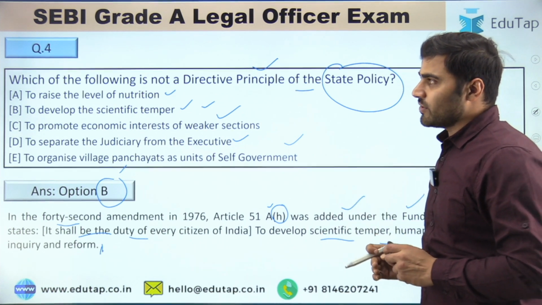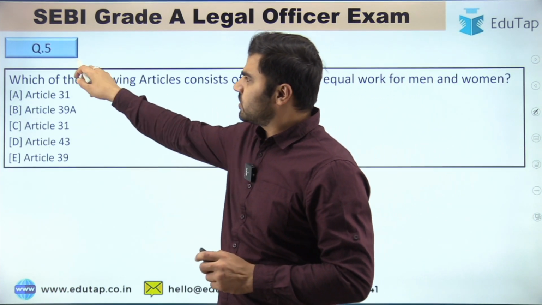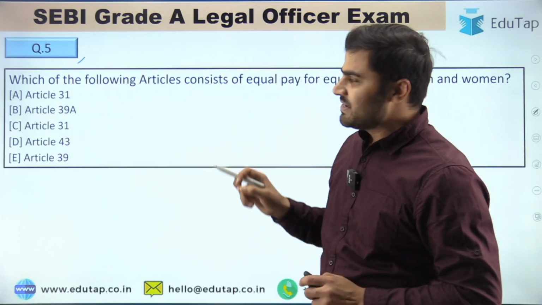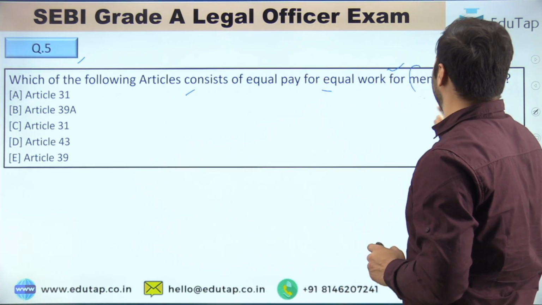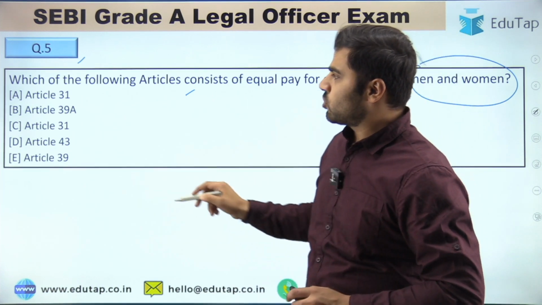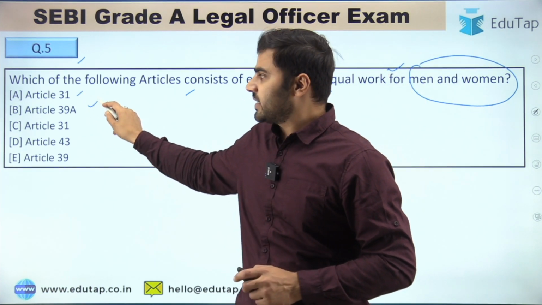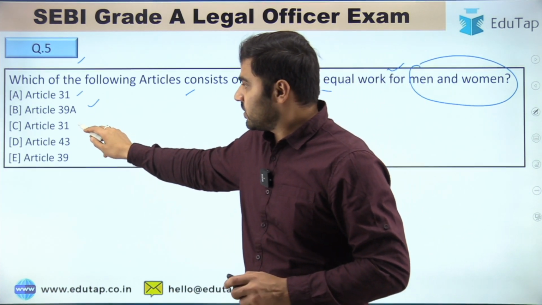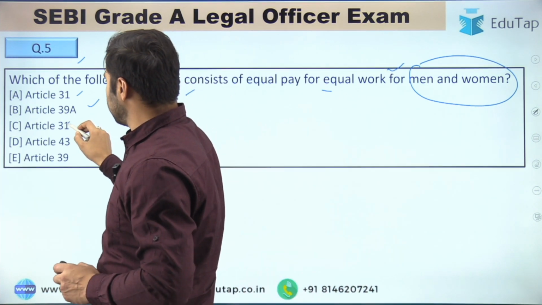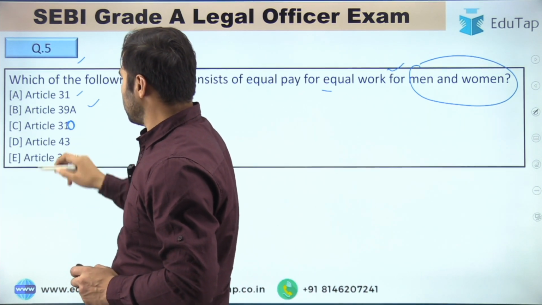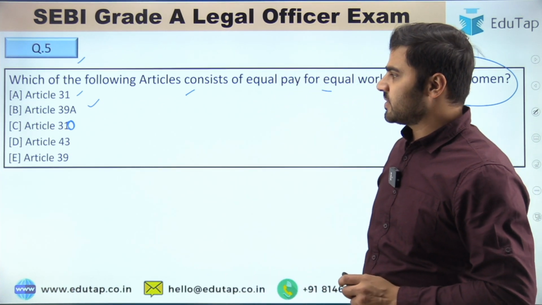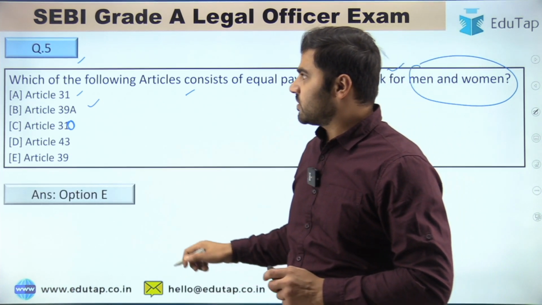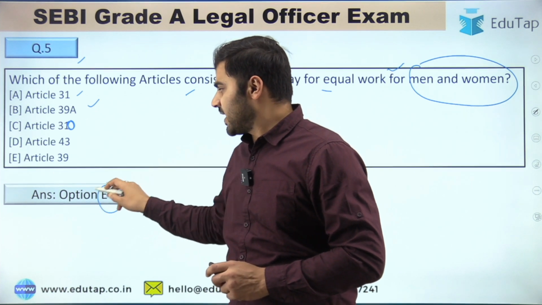Now let's move to question number 5th. Question number 5th is, which of the following articles consist of equal pay for equal work for men and women, right? Your options are Article 31, Article 39A, Article 31 again, here it is repeating, you can consider it Article 30, Article 43 and Article 39. So what is the right answer? The right answer for question number 5th is option E, that is Article 39.